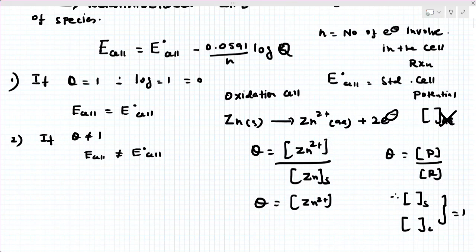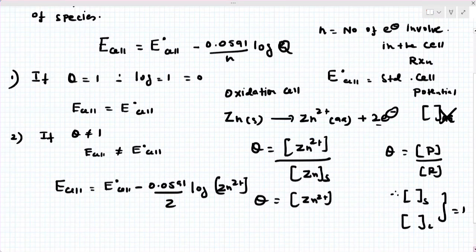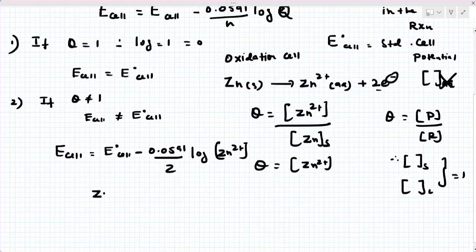Now apply this Q value to the Nernst equation. Now write the Nernst equation for the oxidation cell potential. What is the formula? Ecell is equal to E naught cell minus 0.059 by n. How many electrons? 2 electrons. 2 into log Zn 2+. Okay, this is the Nernst equation for the oxidation cell potential. Now in this case, please understand when the Zn 2+ value is positive, what is going to happen? The Ecell value is less than E naught cell, right? Sorry, the Ecell value decreases.